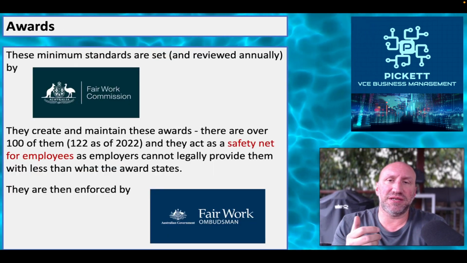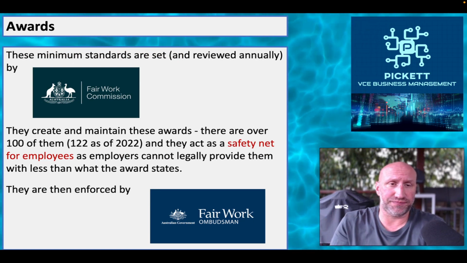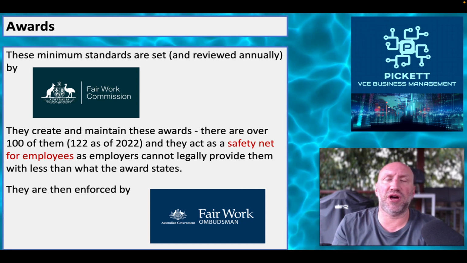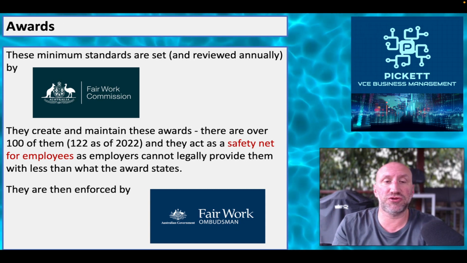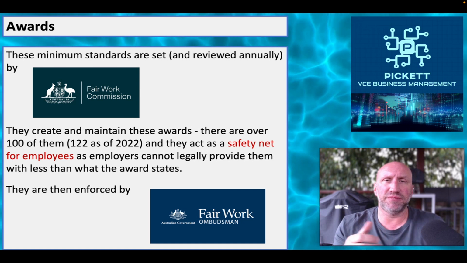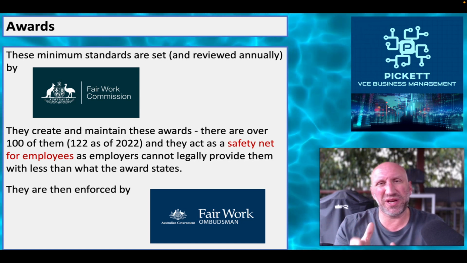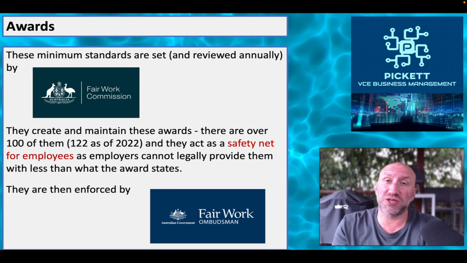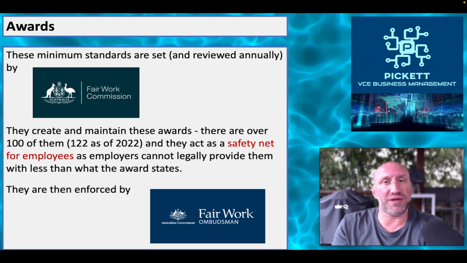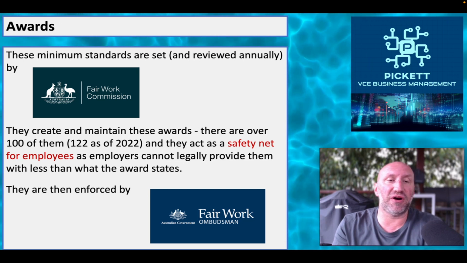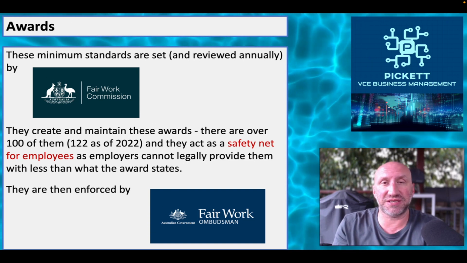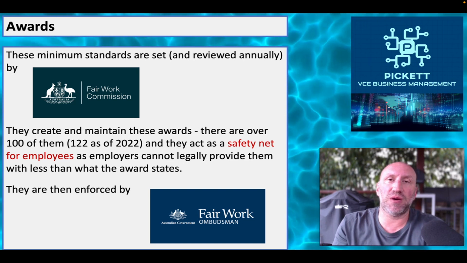These minimum standards are set and reviewed each year by the Fair Work Commission. They create and maintain these awards, and there are over 100 of them. As of 2022, there were 122. It changes year to year. They might add a couple, take a couple away, and some might even be merged, but roughly 120 to 130 is where we're at as of 2023. They act as a safety net for employees within that industry, because employers cannot legally provide any less in terms of pay and conditions than what that award states. And then they are enforced by the Fair Work Ombudsman.